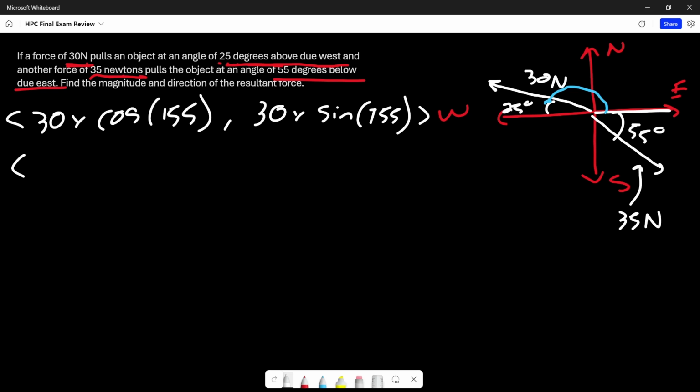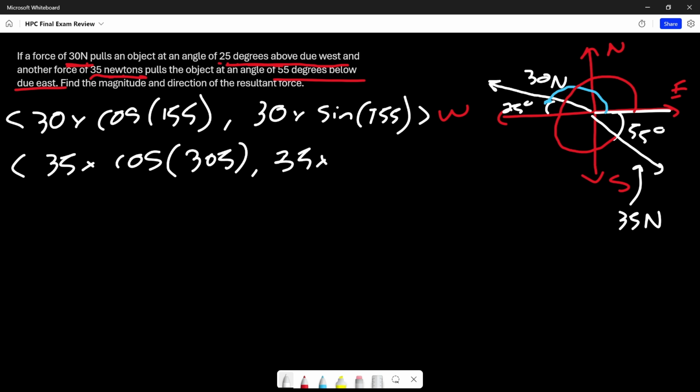Our second vector has a magnitude of 35 newtons. So 35 times cosine. Now remember, we need to be careful here. Our vector angle goes from our positive x-axis, so we're going all the way around to here. So essentially we're going 360 minus 55, so our vector angle in this case will be 305 degrees. So 35 times cosine 305, and then 35 times sine 305.